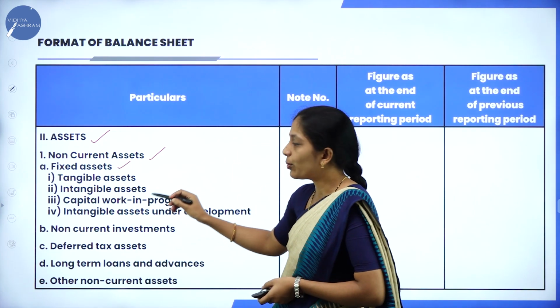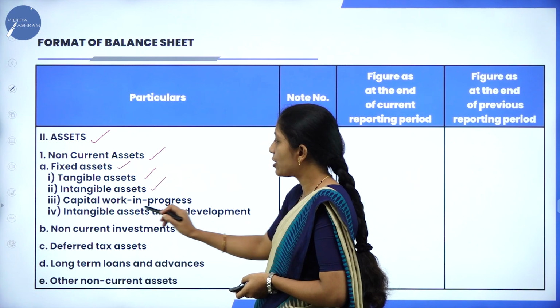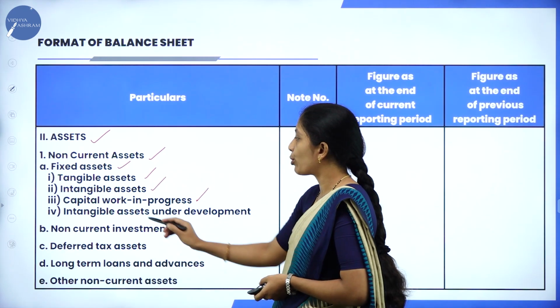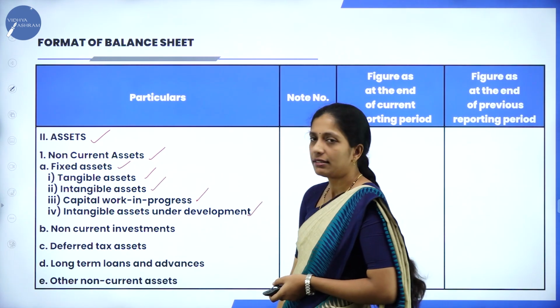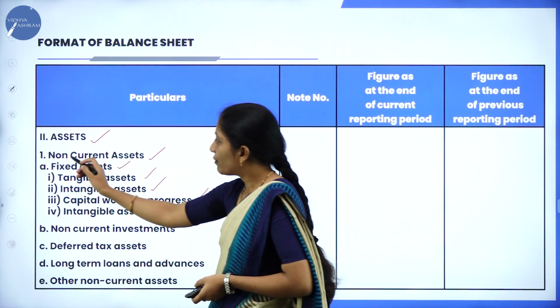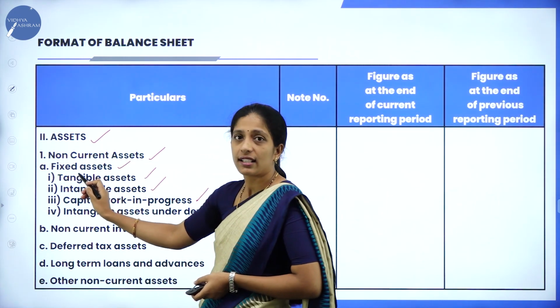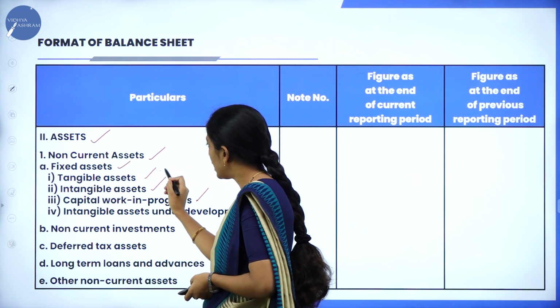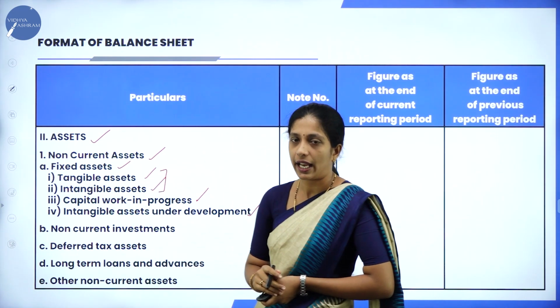Under fixed asset, you have tangible asset, intangible asset, capital work in progress, intangible asset under development. Now, as per PU Board of Karnataka, you have first assets, non-current asset, under that fixed asset, tangible and intangible. If you learn these two, it is enough.